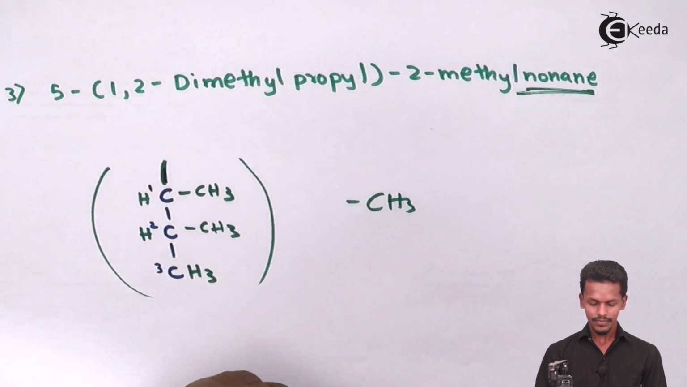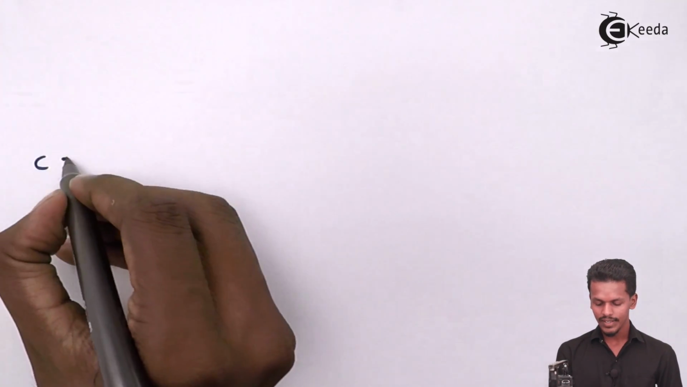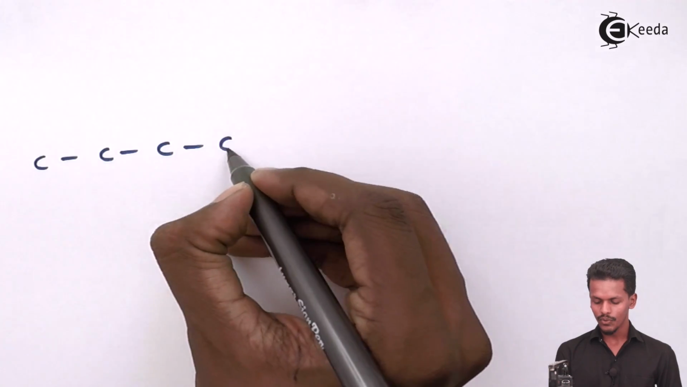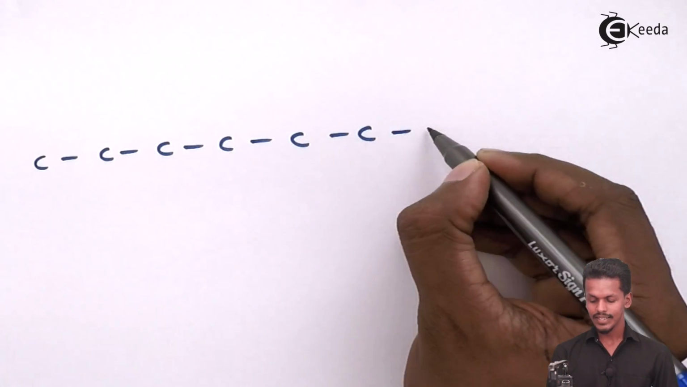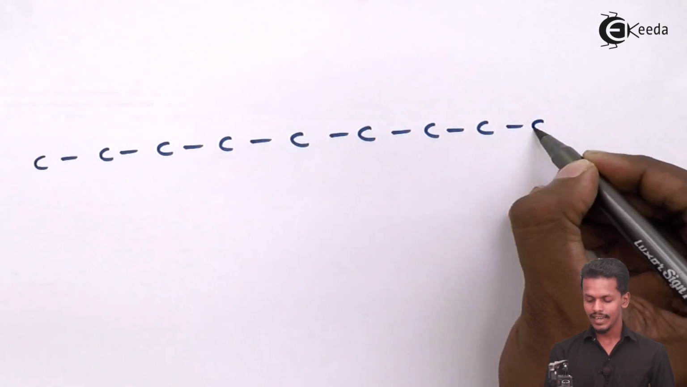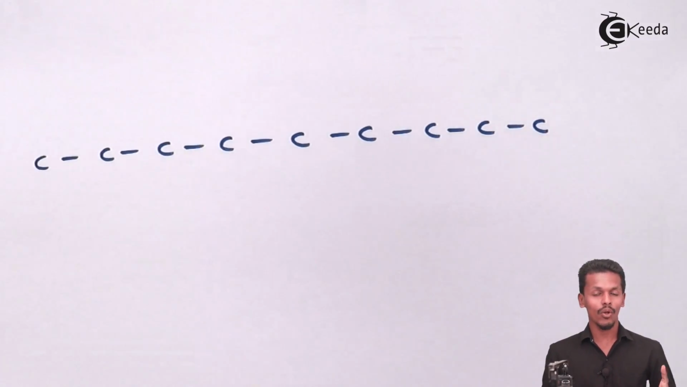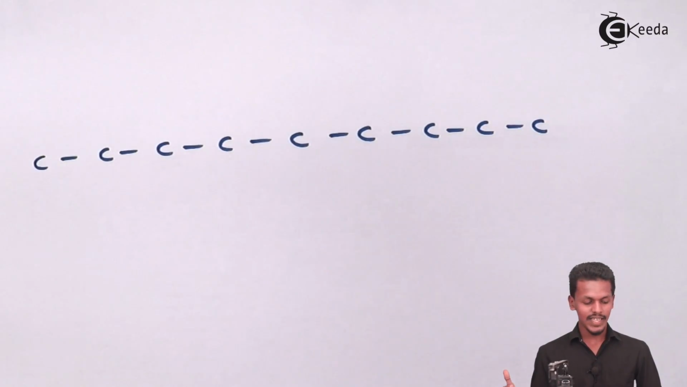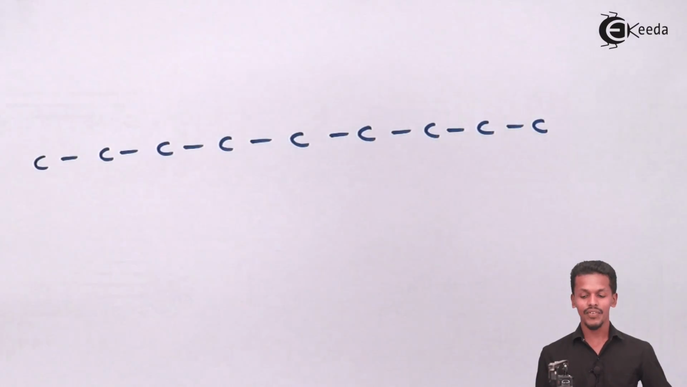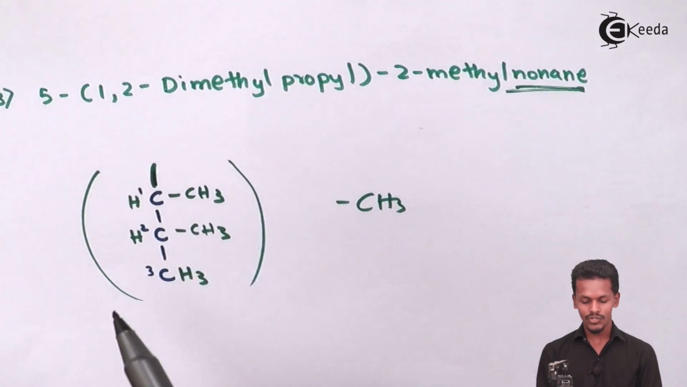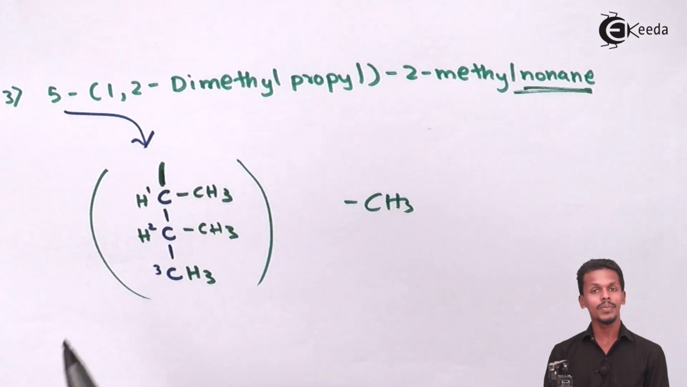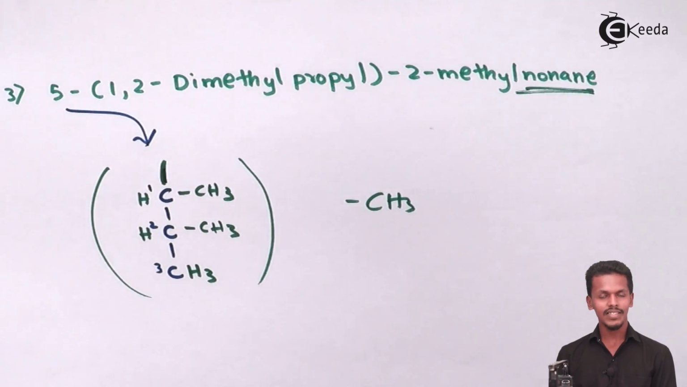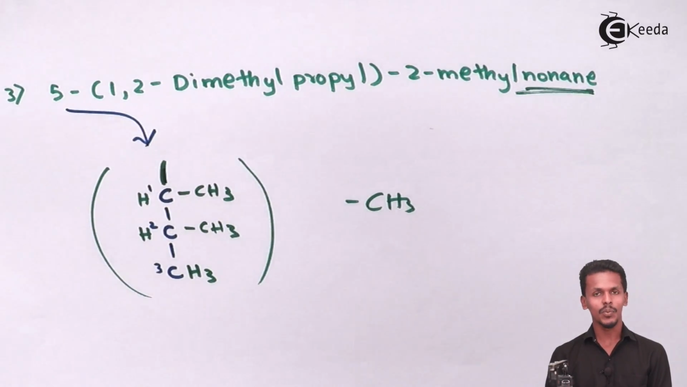So now let us draw the nonane, which consists of 9 carbon atoms. So this is 1, 2, 3, 4, 5, 6, 7, 8, 9. So 9 carbon atoms are in a straight, longest chain, and I could see that on the 5th position this group is attached. So this group should be attached on the 5th position. So let us draw this as a side chain on the 5th position.